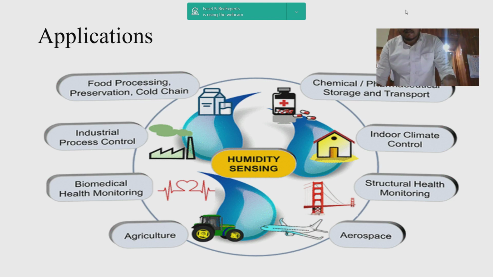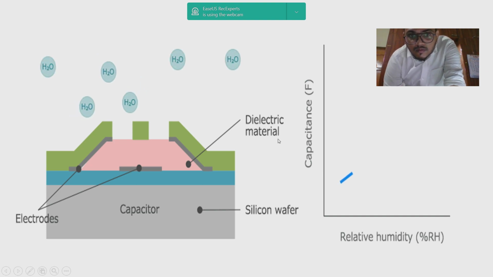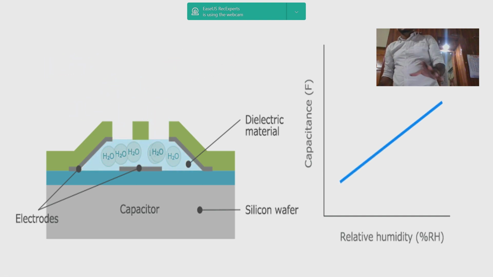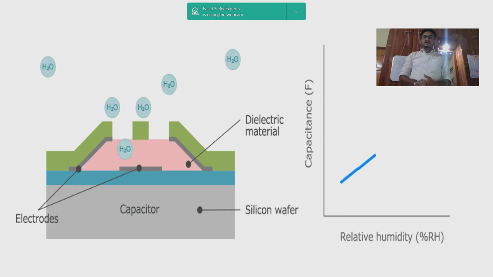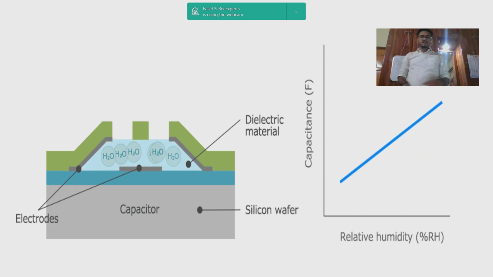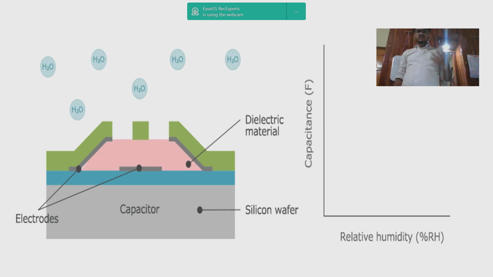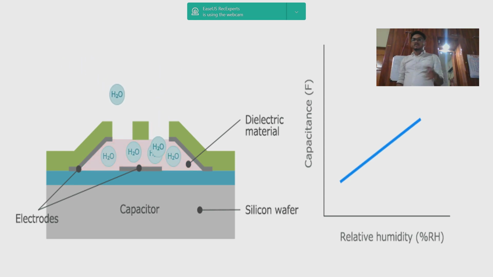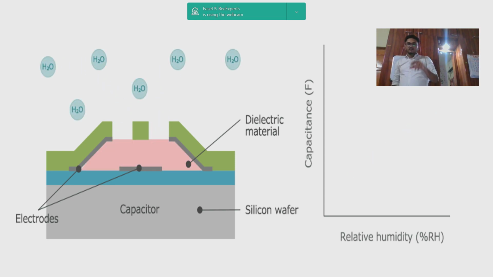Now let's see the final slide. This is an animation of how the humidity sensor works. You can see there is a dielectric medium, two electrodes, and below is a silicon wafer. The H2O, that is the water vapor, enters into the dielectric medium between the electrodes.